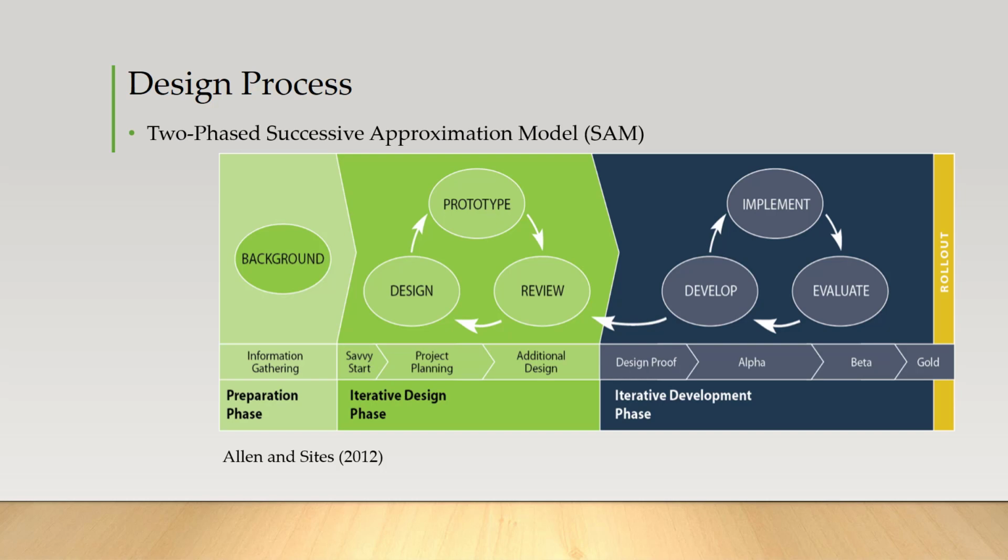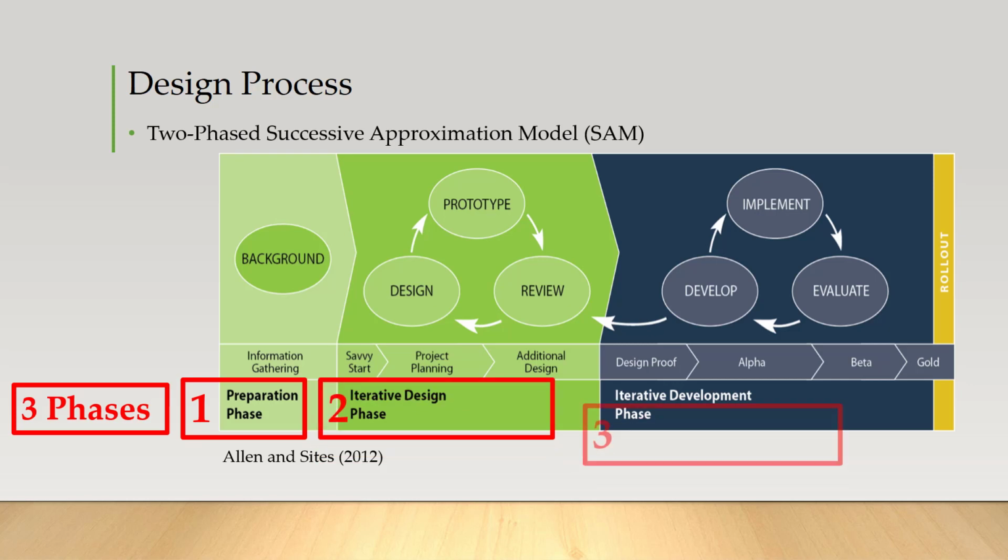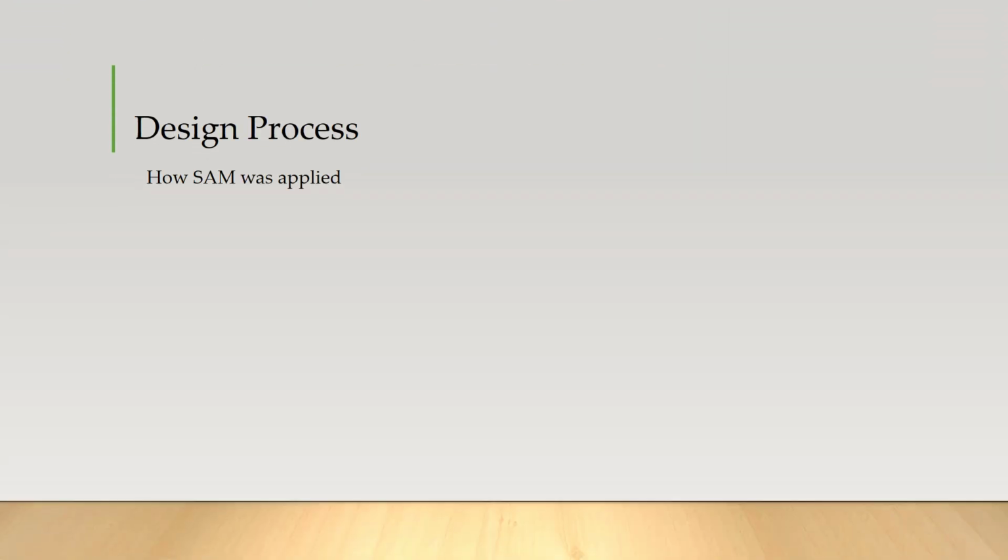For instance, I embraced the iterative nature of my design that involved multiple rounds of feedback from my supervisor and peers and the refinement of design and development. SAM consists of three main phases: the preparation phase, the iterative design phase, and the finalization phase. This is how I applied the phases.